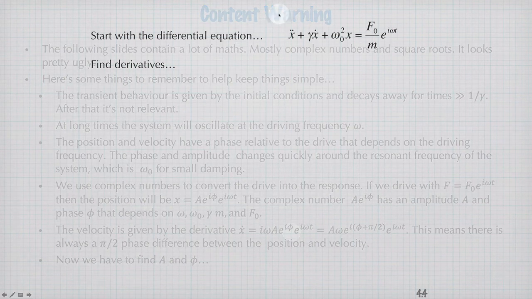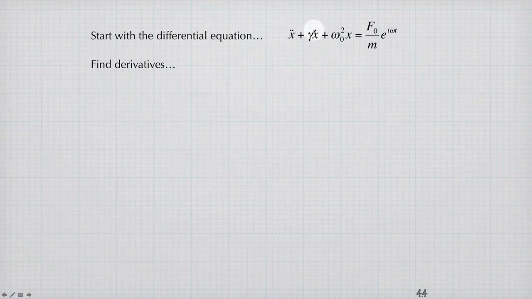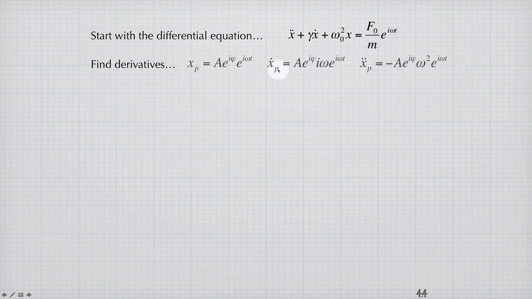Let's return now to our differential equation and see if we can solve it. The solution we're trying, remember, was x of t equals A e to the I phi, e to the I omega t. We'll take this function for x and its first and second derivatives, and in the same sort of way as we did for the homogeneous equation, we'll substitute them into this equation and then see if we can find parameters that allow this to be a solution. In this case, we're looking for values of A and phi.